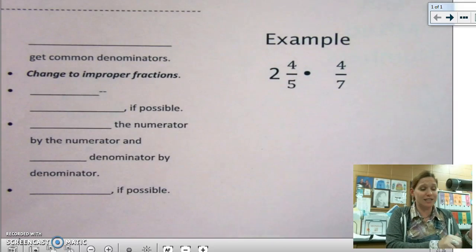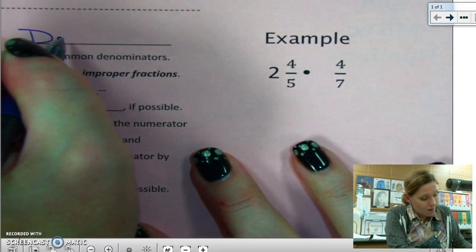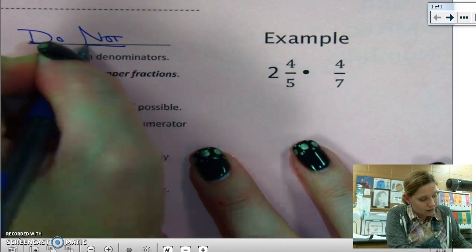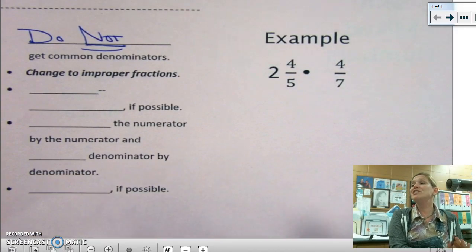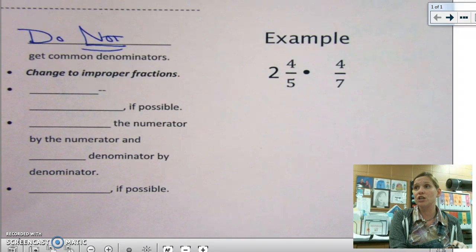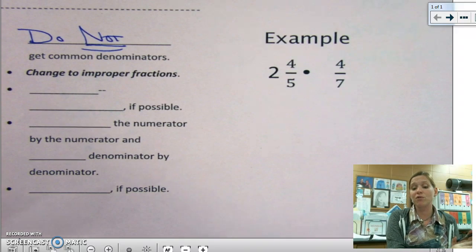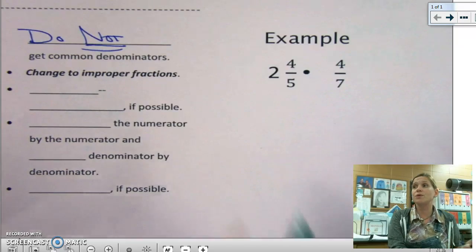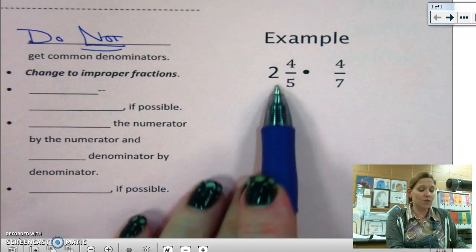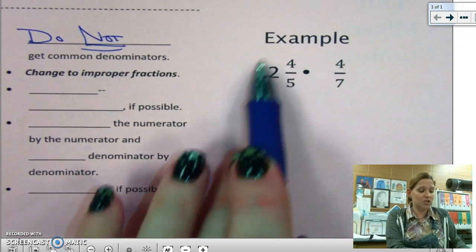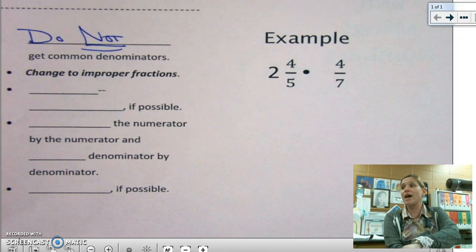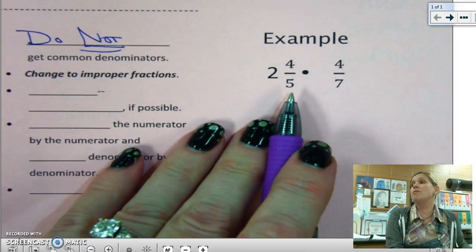Well, the good thing is we still do not have to have common denominators. Love that. What we do have to do is change to improper fractions. We can't really be dealing with any mixed numbers. So what I see here is 2 4/5. So the first thing we're going to do is change that. And we learned that earlier in our lesson this week.